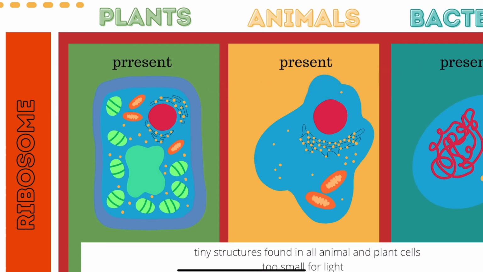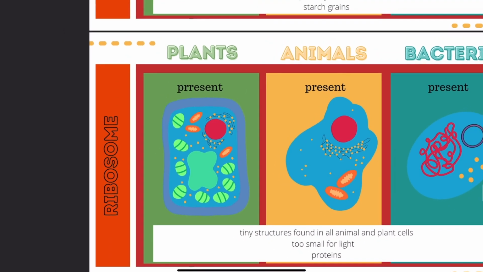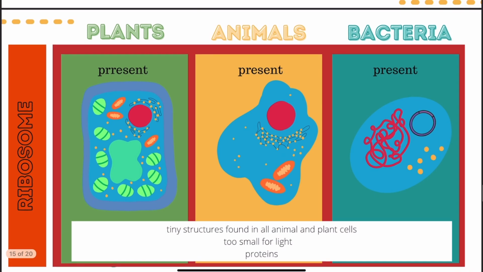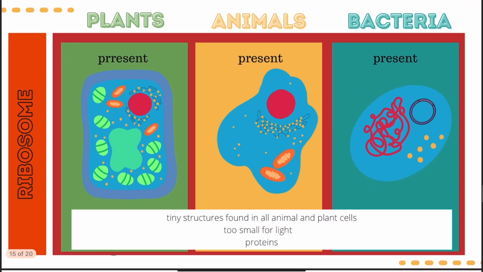Okay, we cannot really see this with the help of a light microscope, but rather you would need something more powerful like an electron microscope. Okay, so later on when we go to the lab, do not expect to see any ribosome at all.